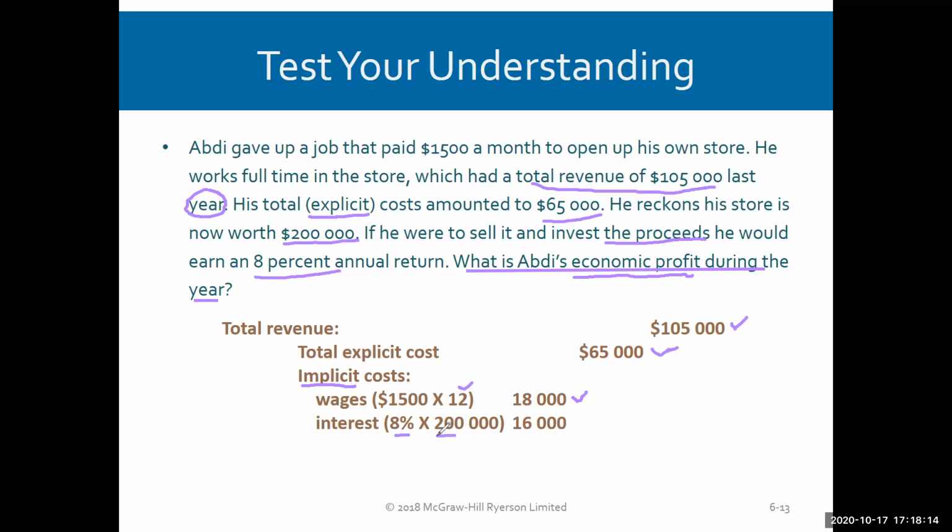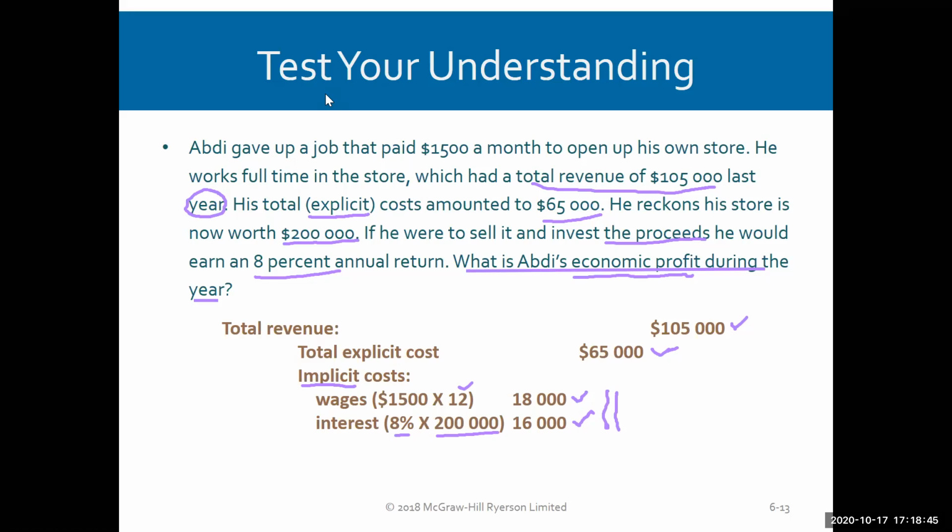On the 200,000 that he could have sold his store for. He says his store is worth 200,000. So he could sell it, bank the money, get 8%, and that 8% he's currently giving up because he chooses to keep running the store. He's not selling his store for 200,000, putting it in the bank and earning 16,000 a year. So these two are implicit costs. Notice they're a little bit trickier and sneakier to figure out than the explicit cost.